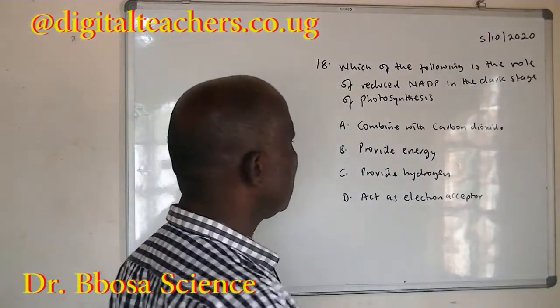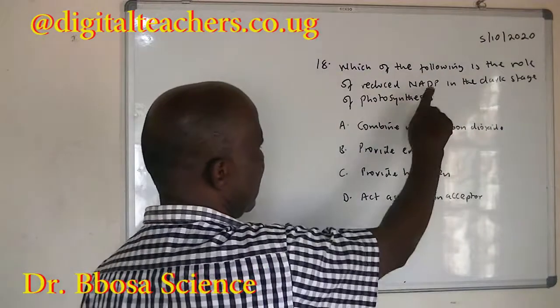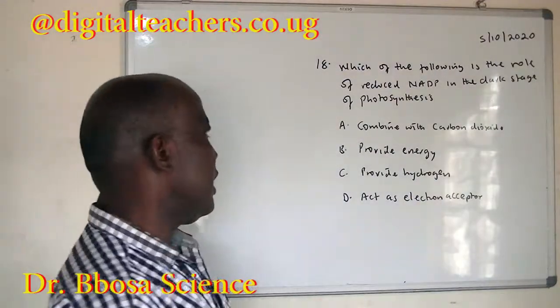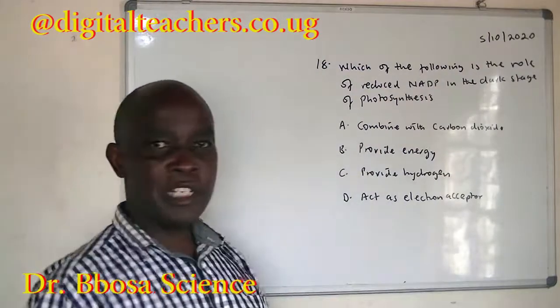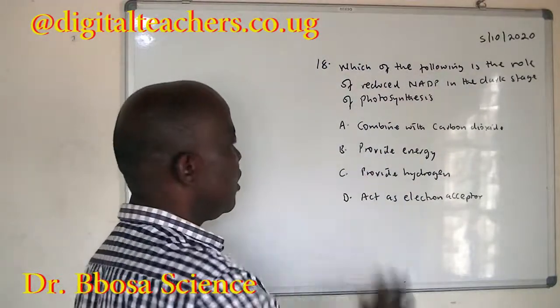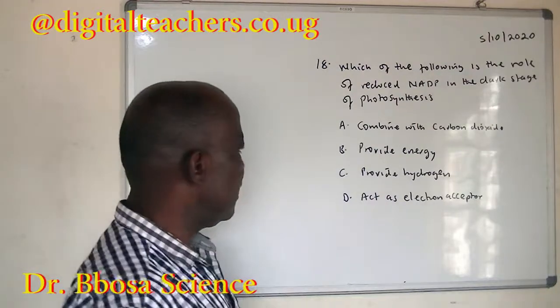Number 18. Which of the following is the role of reduced NADP in the dark stage of photosynthesis? A. Combine with carbon dioxide. B. Provide energy. C.